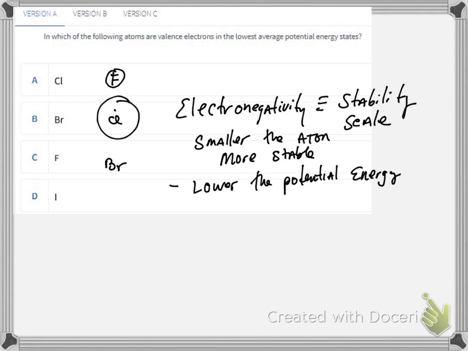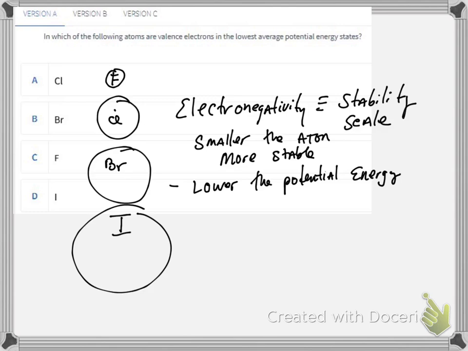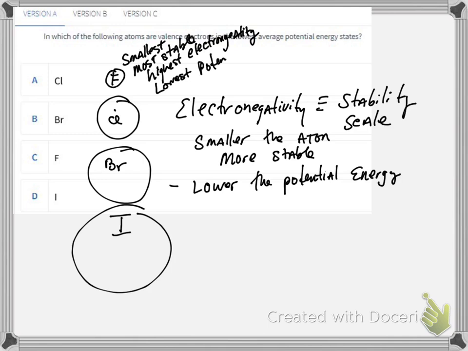So if we look at the size here as we go down the column, these are the halides. That's the column right next to the noble gases. What we see is fluorine is the smallest, and since it's the smallest, it's the most stable. It has the highest electronegativity of the group, and therefore would have the lowest potential energy.